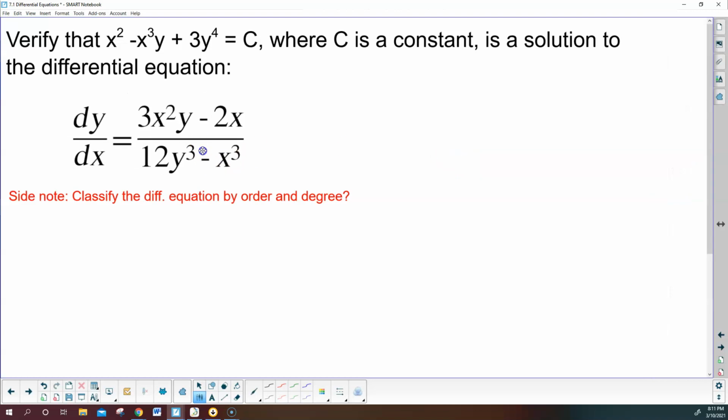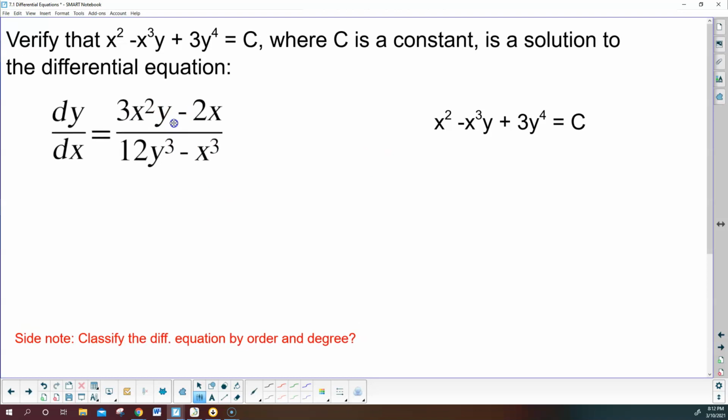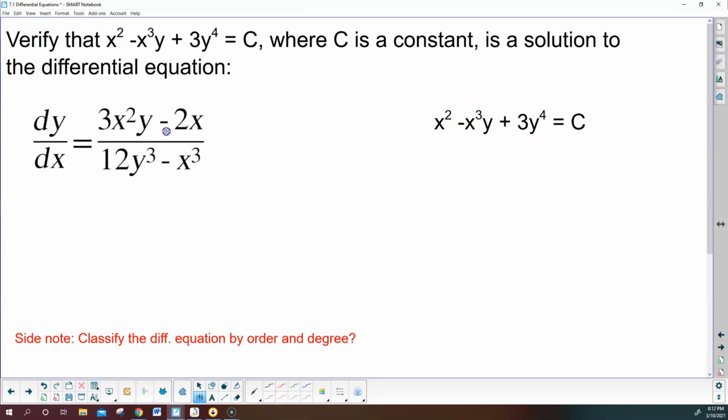Okay, the other style of problem that we had is verifying that a given function is a solution to the differential equation. So now my goal is to show that this equation right here has this derivative. So I'm going to take the derivative of both sides. So this is my side work. I'll answer this question a little bit later, but here's my goal. I want to take the derivative of this, and it should end up like this.